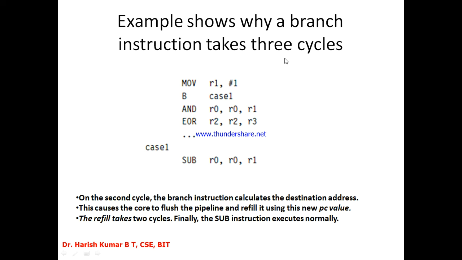1 for computing the address, and 2 more cycles for removing the 2 instructions which have already got into the pipeline. Why do only 2 instructions get into the pipeline? Because if I assume the branch is in the execute stage, how many instructions will be there previous to that? 1 in the decode and 1 in the fetch. Always 2 instructions will be there, and to take these 2 instructions out of the pipeline, you have to apply 2 cycles.